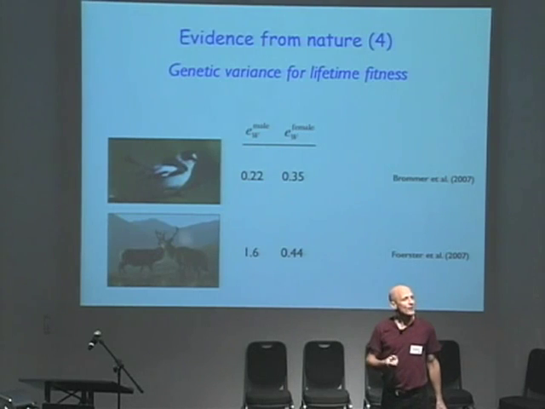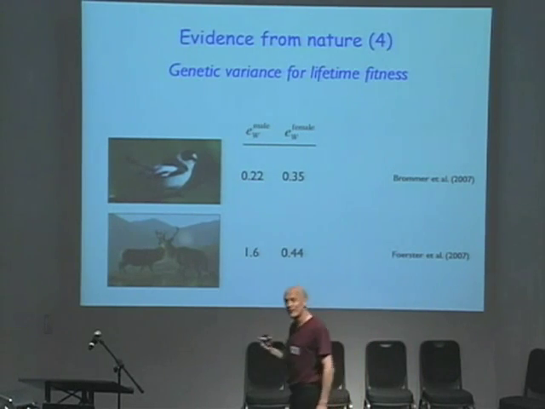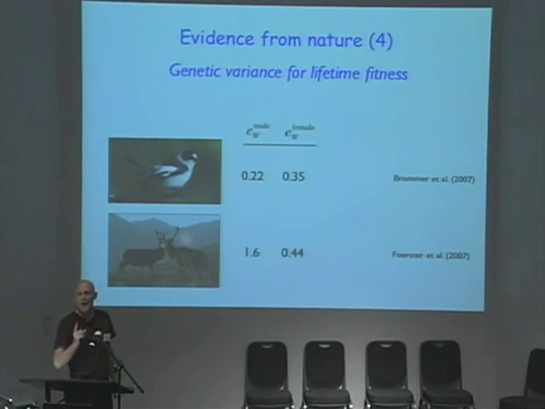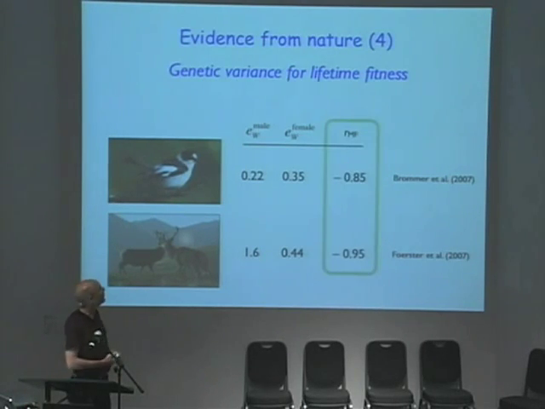The last empirical example I want to draw your attention to is from a study of genetic variance for lifetime fitness, not a morphological trait, but fitness itself. We've got a number of species in which it's now been possible to estimate genetic variance for fitness. Here are 2 of them, the collared flycatcher and the red deer. They have substantial evolvabilities within males and females for lifetime fitness. These 2 species also give us estimates for something I find very interesting, which is the genetic correlation between sexes for fitness. So check this out.